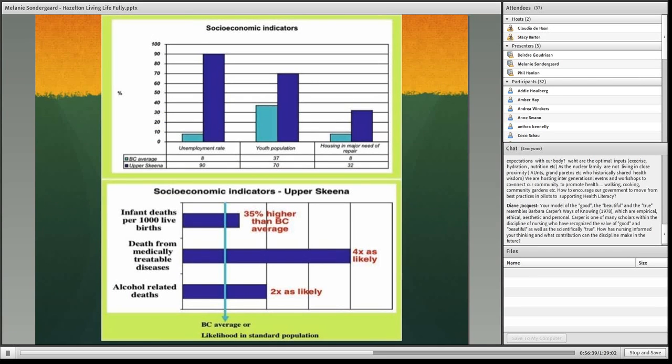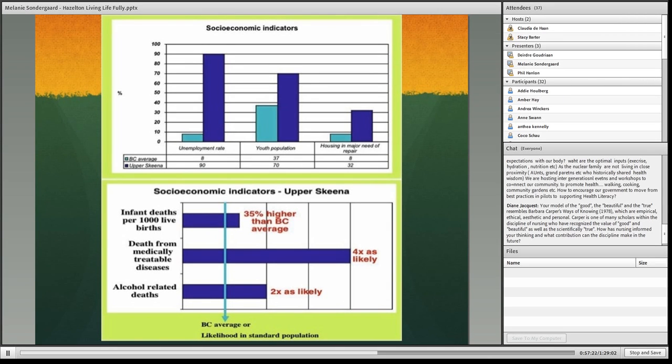Some may have seen this slide before, which summarizes some of those realities and stats. First, to give a brief snapshot, the youth population in Hazelton is extremely high compared to the rest of the province. About 60% of our population is under 30. The unemployment rate is pretty standard for smaller northern communities struggling with boom and bust economies, but also the fallout from colonization, which we've talked about a little bit already. Some of the smaller communities in the Upper Skeena region have upwards of 90% unemployment, with an overall average of about 67%.